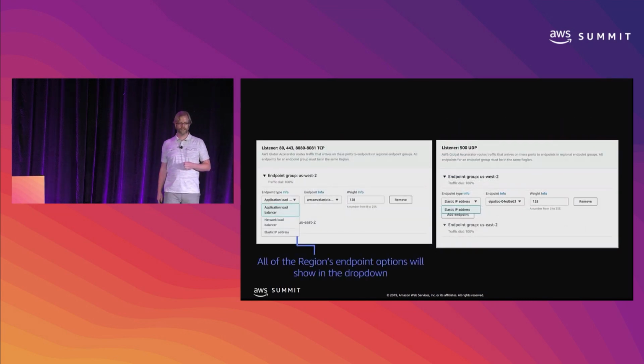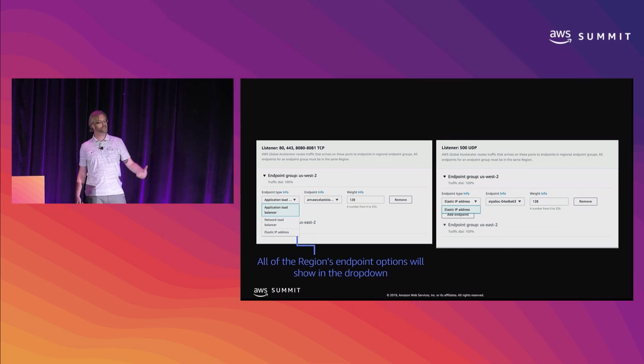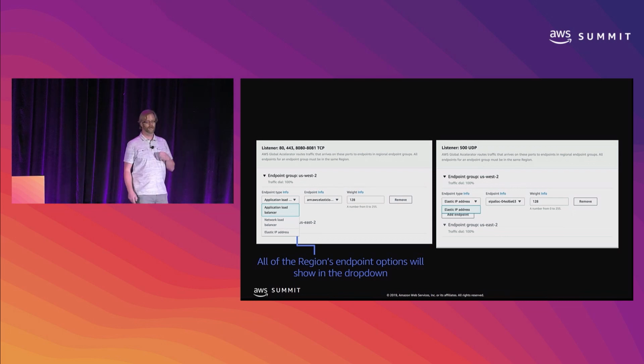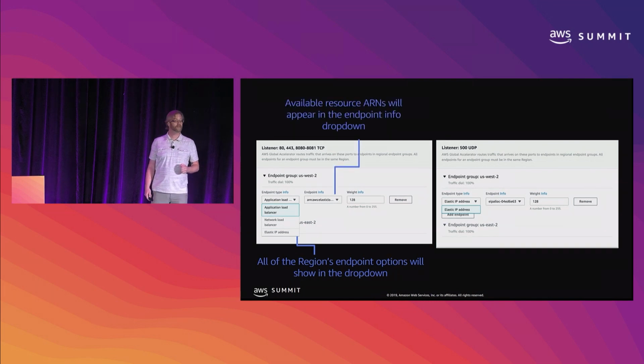So side by side, we have all of our region endpoints will show in the dropdown. So when you go to choose your endpoint, and this is very soon coming up on your question about the weights, if you choose what type of endpoint you want, it will automatically show you what is available within your region, right? Because remember, this is a regional construct.